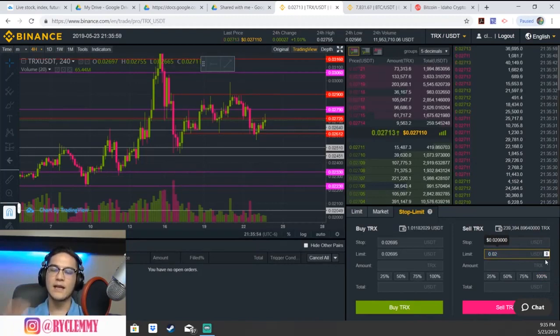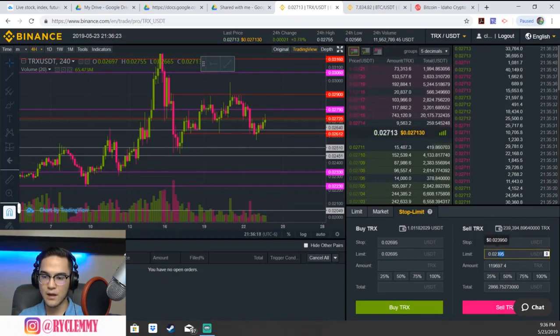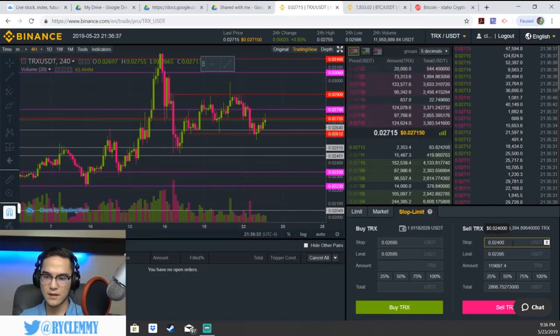So let's say, again, I want to sell if it gets lower than 2.4 cents. So the stop, again, is the trigger point, but the limit is where you're actually going to sell at. So in this situation, you would want to do something like this, right? So what this is saying now is that once Tron gets below 2.4 cents, it's going to place a sell limit for me, just like this limit order over here. Same principle, where it's the maximum that you're willing to sell for.